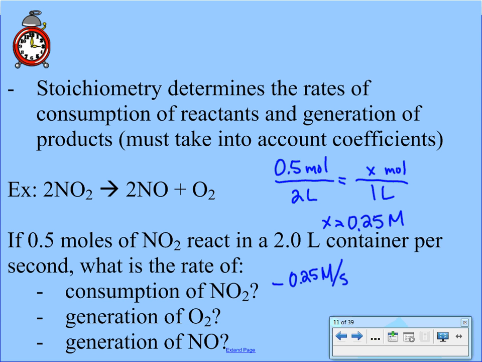And then in the generation of oxygen, well, NO2 is consumed at 0.25 moles per second. Or there are 2 moles of NO2 that react for every 1 mole of O2. So we can use that same ratio and apply it to molarity, which tells us then that the oxygen will be generated at a rate of 0.125 molar per second.